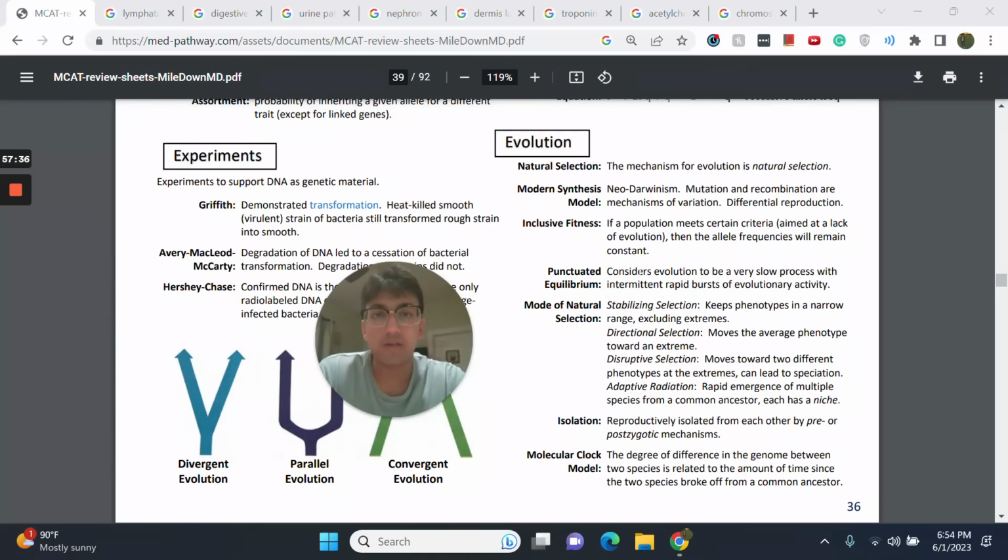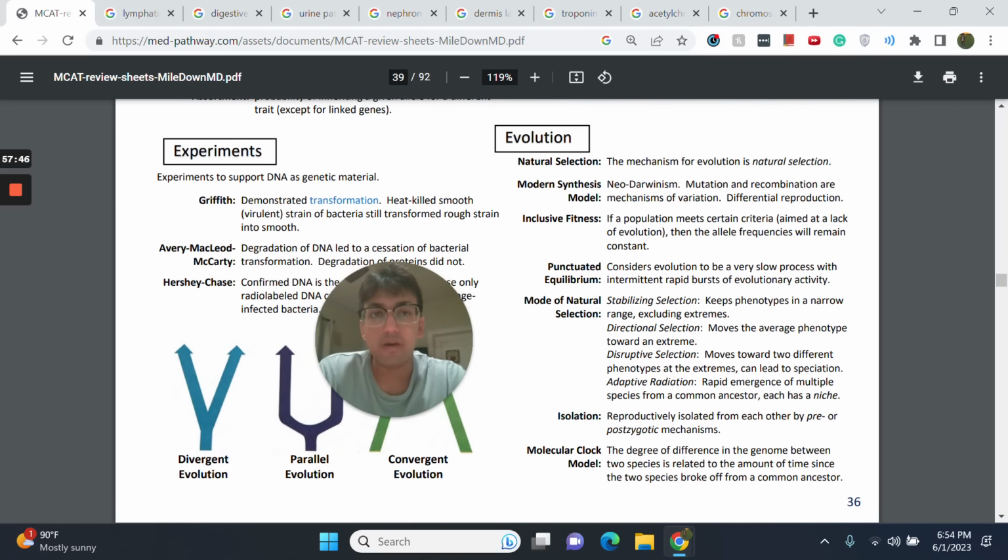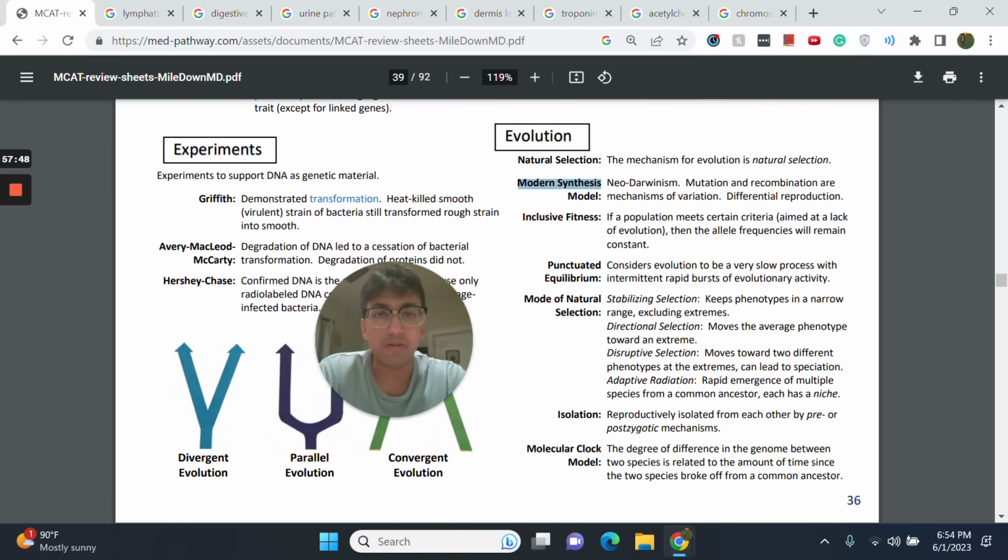Evolution is when you can have natural selection. Natural selection is the main mechanism for evolution. I don't think it's that important to know the modern synthesis model. It's just this idea that mutation and recombination are mechanisms for variation. It's not just mutation, but you can also get recombination, which is the biochemical way that you can create variation.